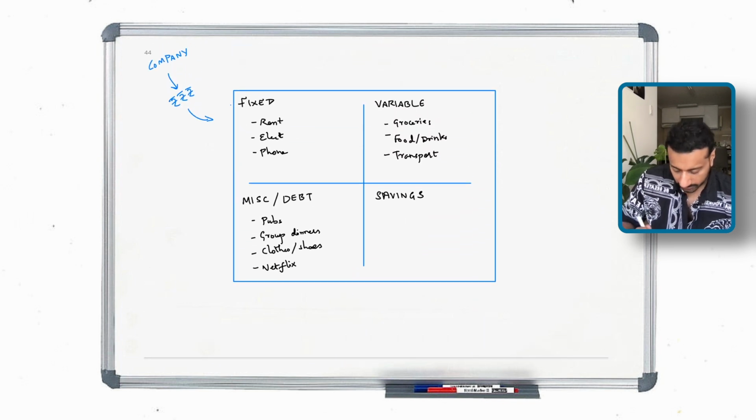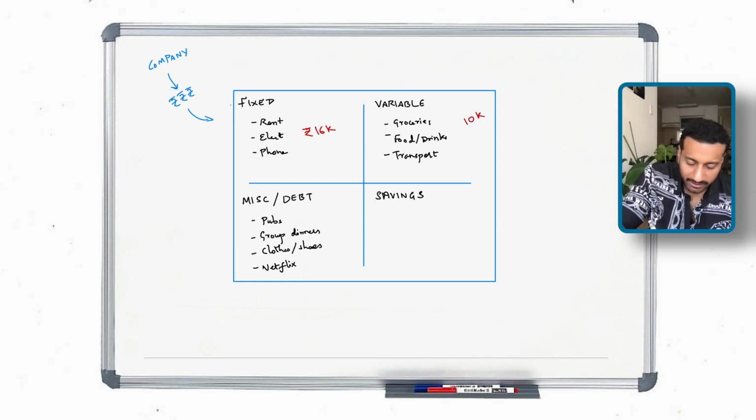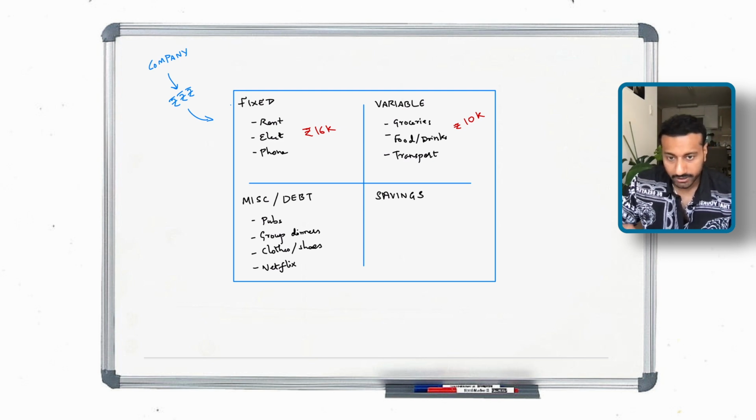Now, let's go back to here and let's see. So your fixed expenses like rent, electricity, you know that it will not change every month. So for example, let's say it is 16,000 rupees, 16K. And your variable like groceries, foods, transport, etc., this could change month to month, but on an average, let's say that you're spending 10K, and your miscellaneous things like group dinner, clothes, shoes, whatever, you're again spending 10K on that also.